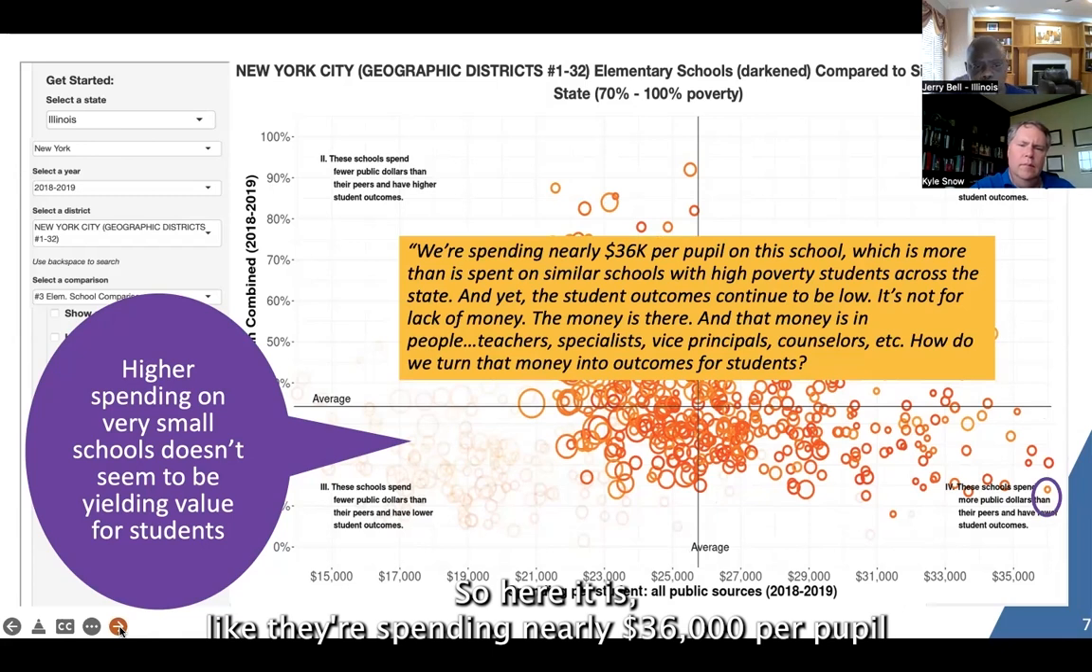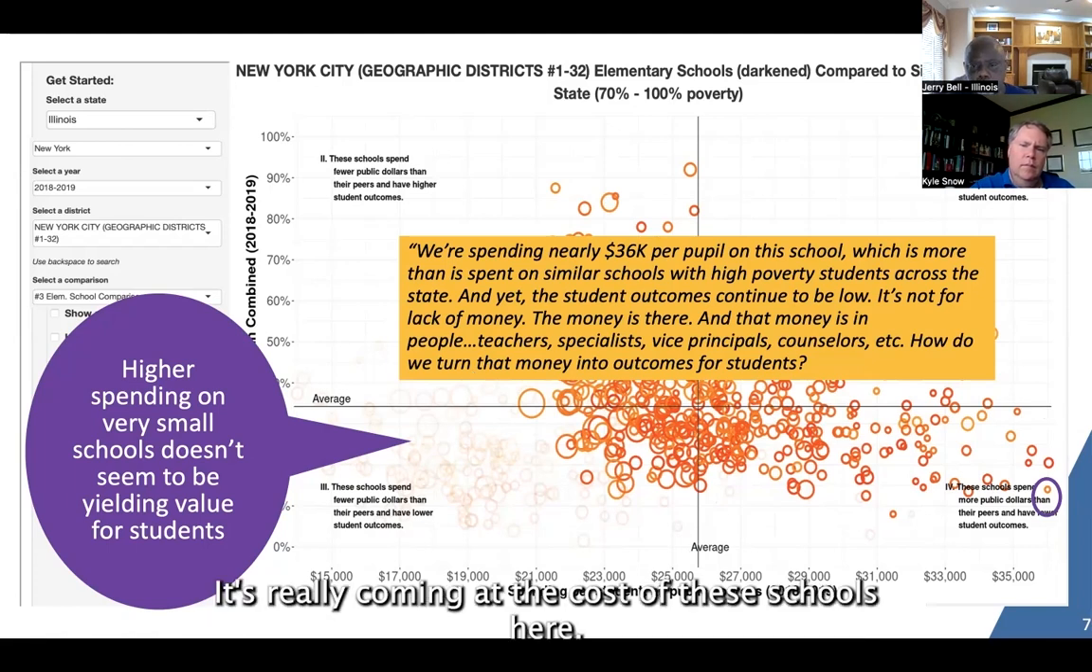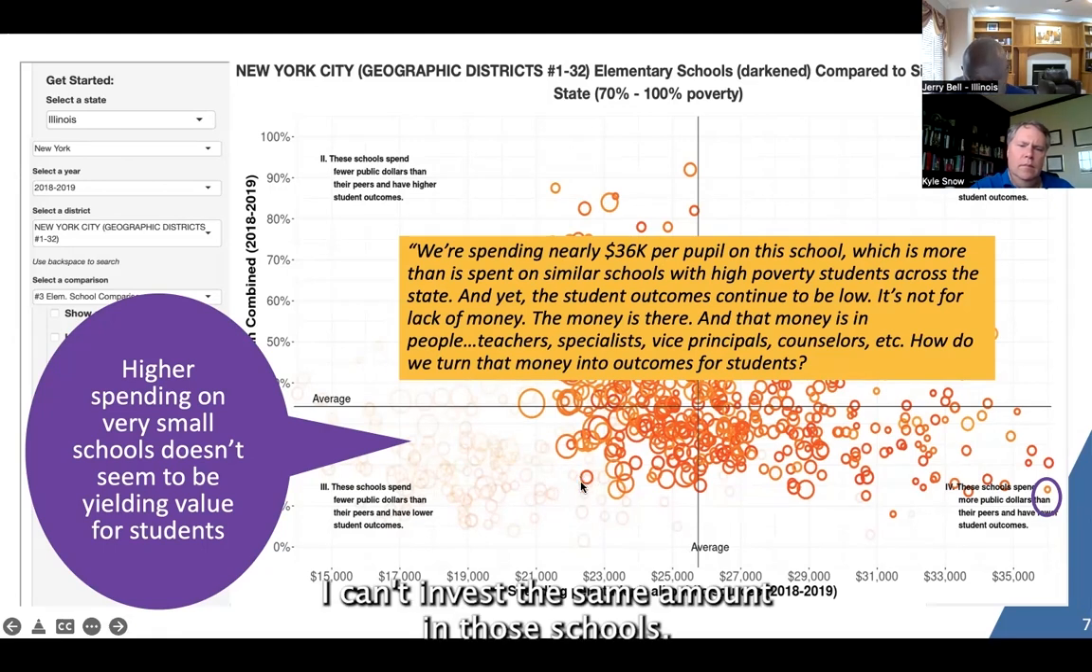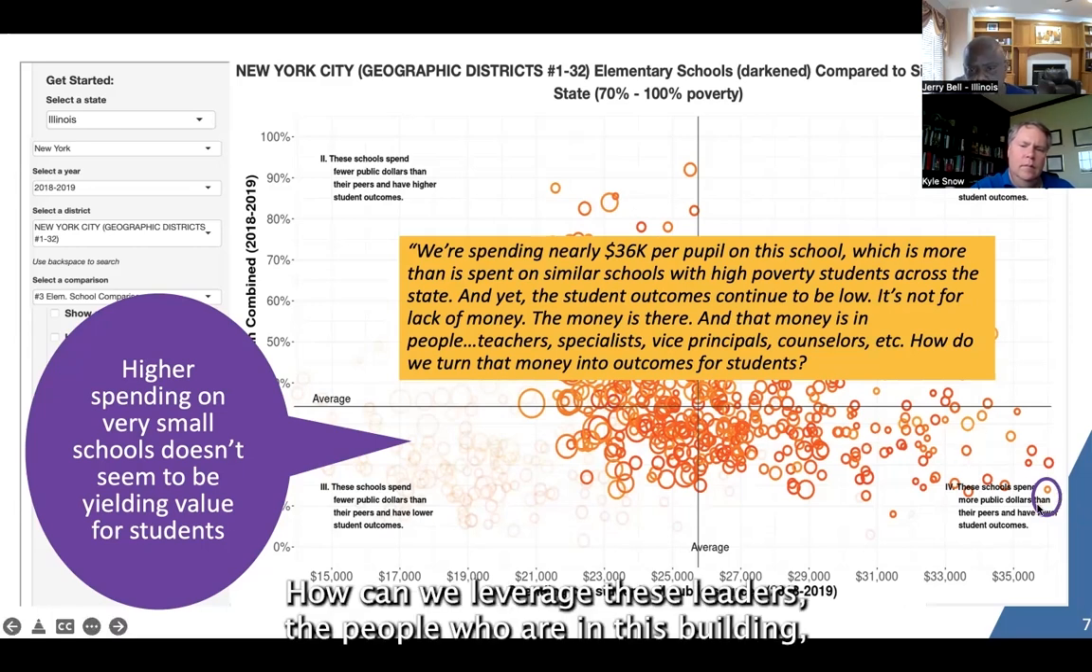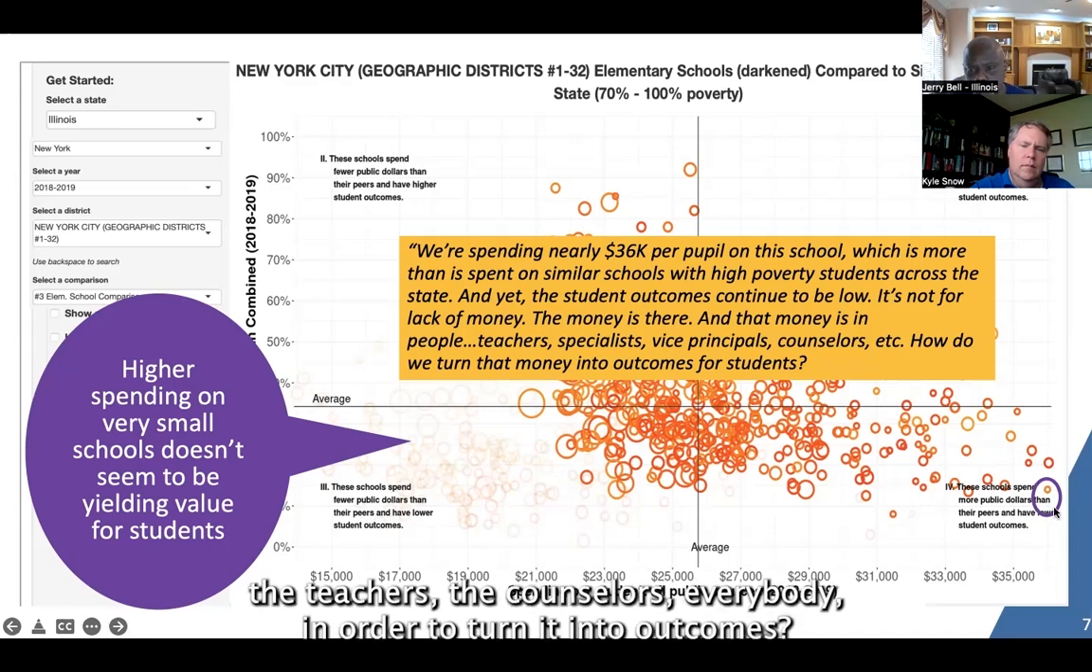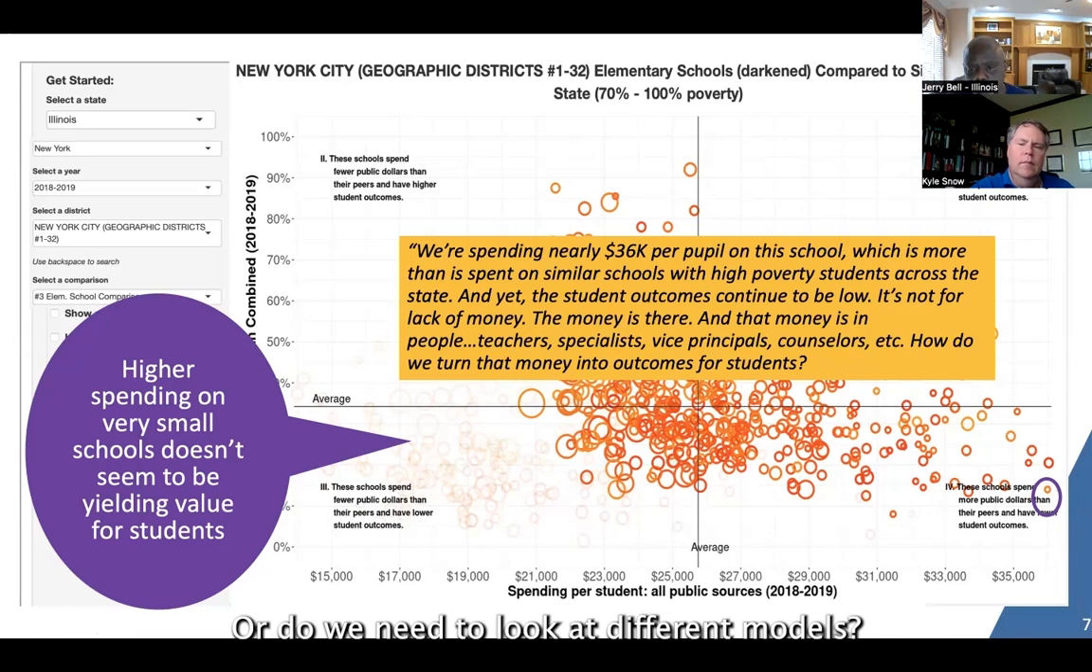So here, they're spending nearly $36,000 per pupil on the school, more than what's spent on similar schools. It's really coming at the cost of these schools here. They can't invest the same amount in those schools. So what can they do? There's money in those schools. How can we leverage these leaders, the people who are in this building, the teachers, the counselors, everybody, in order to turn it into outcomes? Or do we need to look at different models?